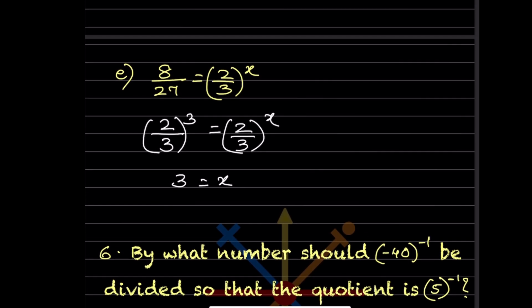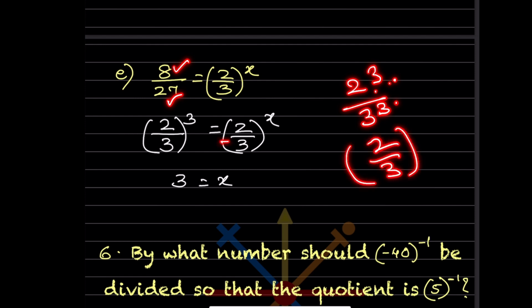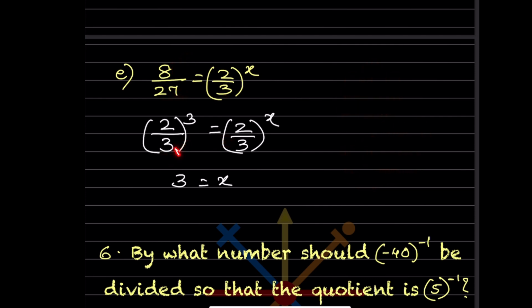So now look at here. Again, what you can see here, these both are different. So we can make it the same, because 8, we can write here 2 cube. 27, we can write 3 cube. Means when you multiply 2 into 2 into 2, you get 8. 3 into 3 into 3, we get 27. So we can also write this as 2 by 3 cube. So this is what I have written. And now you can see both the bases are the same. So if the bases are the same, the exponent should be the same. So ignore the bases. So 3 is equal to x, or we can also write here x is equal to 3.